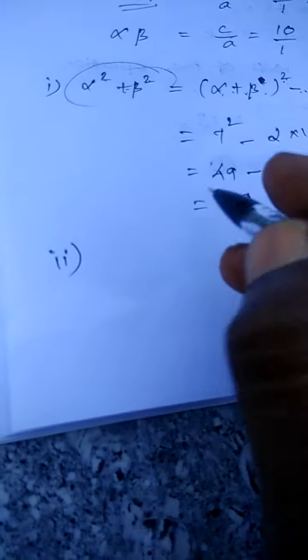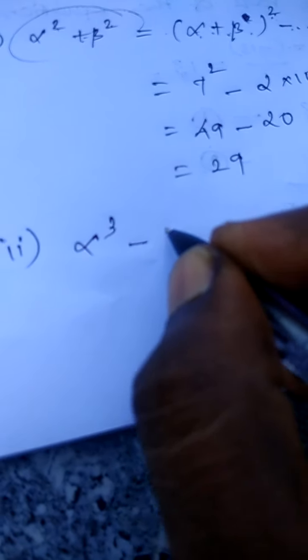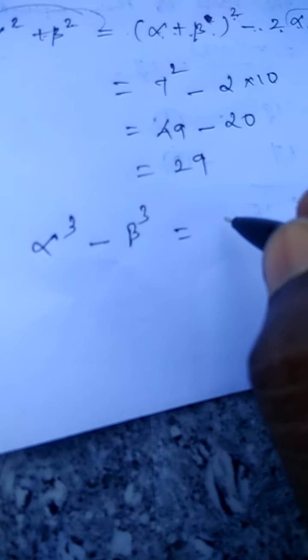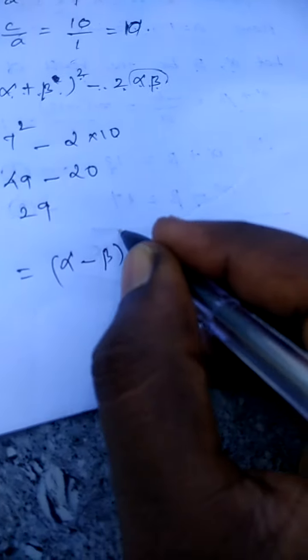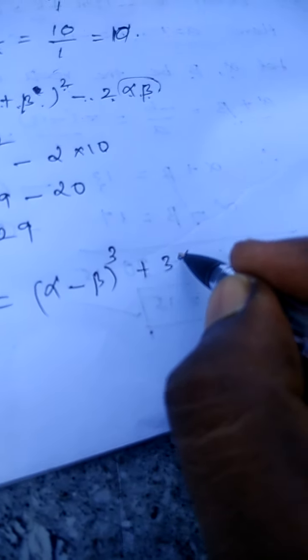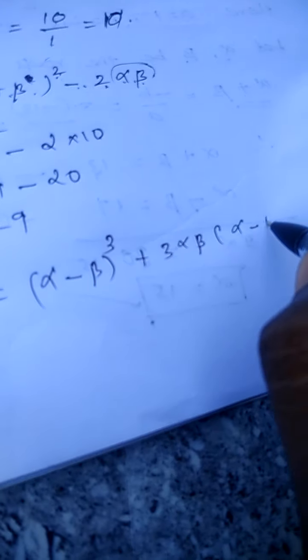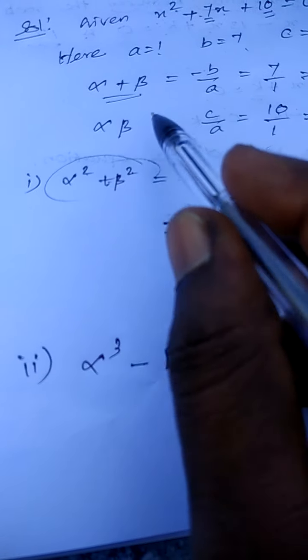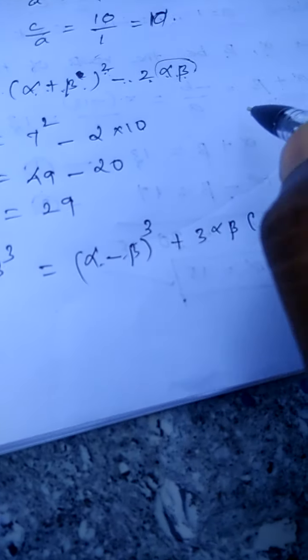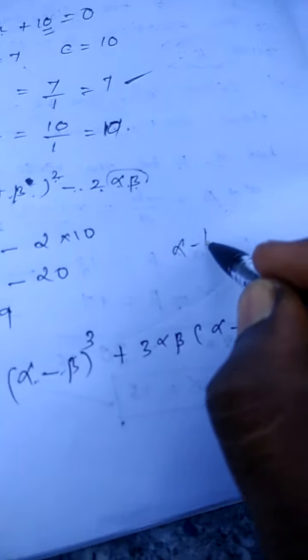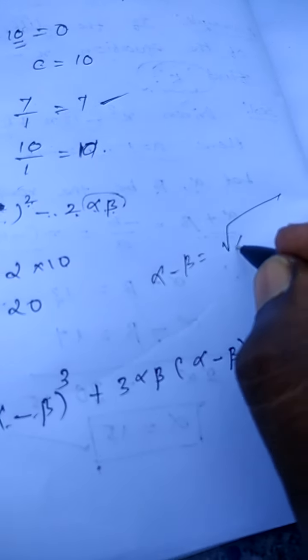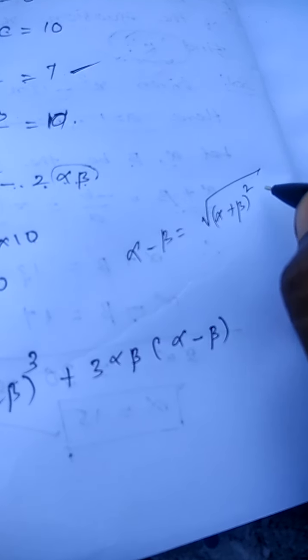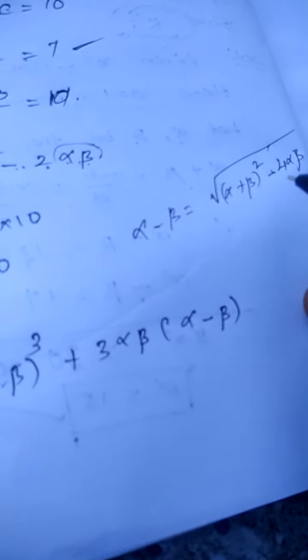Subdivision number 2: alpha cube minus beta cube. Using the formula, alpha minus beta whole cube plus 3 alpha beta into alpha minus beta. We already know alpha plus beta, but for alpha minus beta we use the formula: alpha minus beta is equal to the square root of alpha plus beta the whole square minus 4 alpha beta.